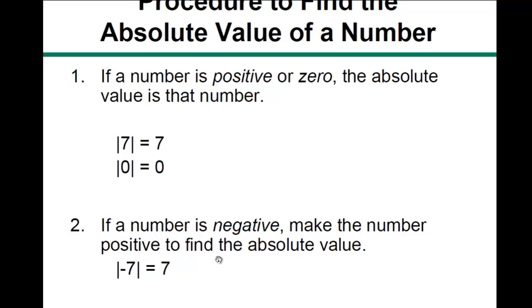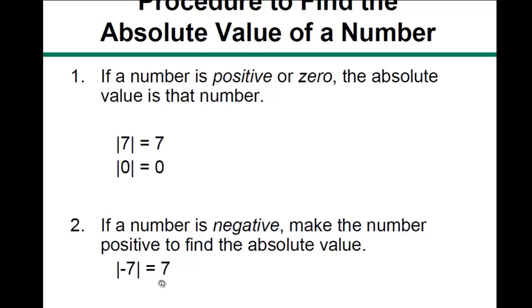If a number is negative, make the number positive to find the absolute value. What it's saying is, how many units did I go from 0 to negative 7? I went 7 units. Therefore, the absolute value of negative 7 is positive 7.